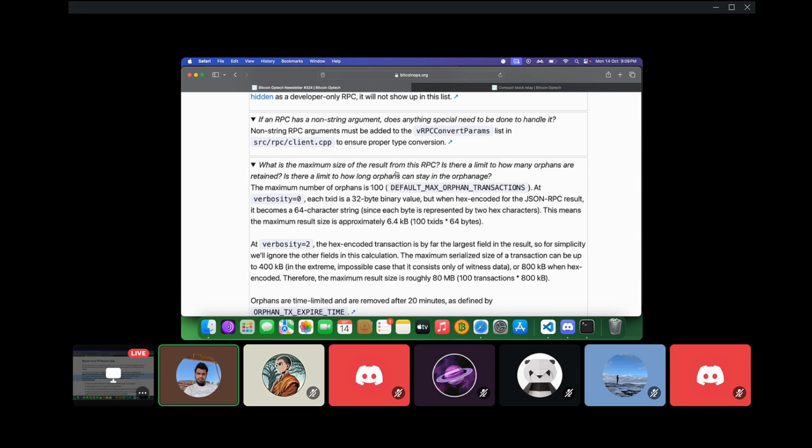What is the maximum size of the result from this RPC? Is there a limit to how many orphans are retained? Is there a limit to how long orphans can stay in the orphanage? The maximum number of orphans is 100, DEFAULT_MAX_ORPHAN_TRANSACTIONS. Okay, so there can be 100 transactions maximum in the orphanage.